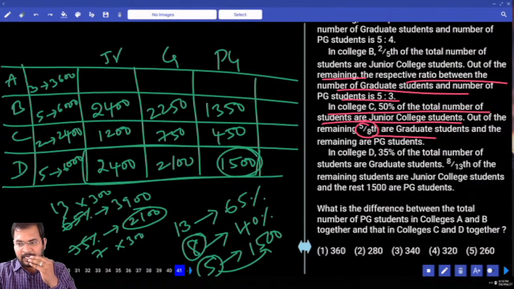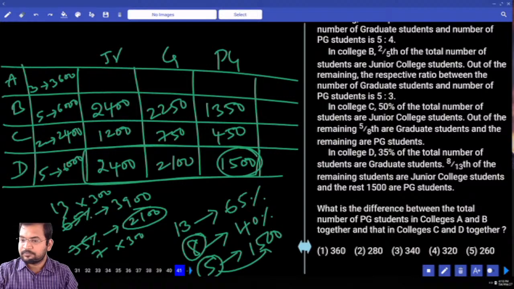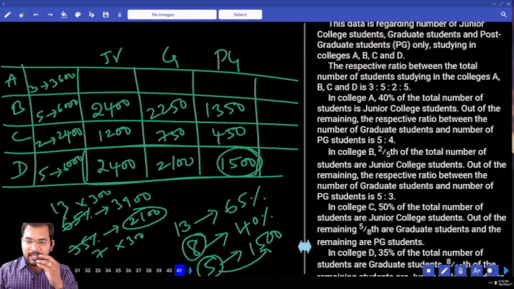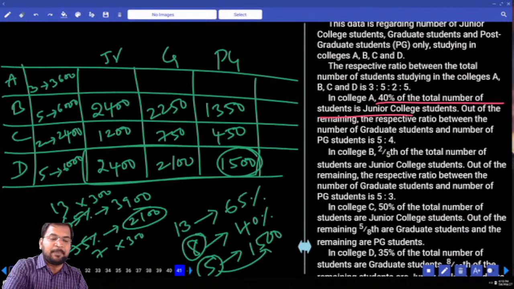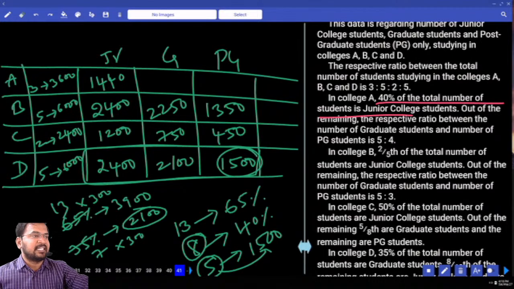Yes. Next, College A. 40% of the total number of students are junior college students. 40% is nothing but 1440. 10% is 360, 20% is 720, 40% is 1440. Are you clear or not?